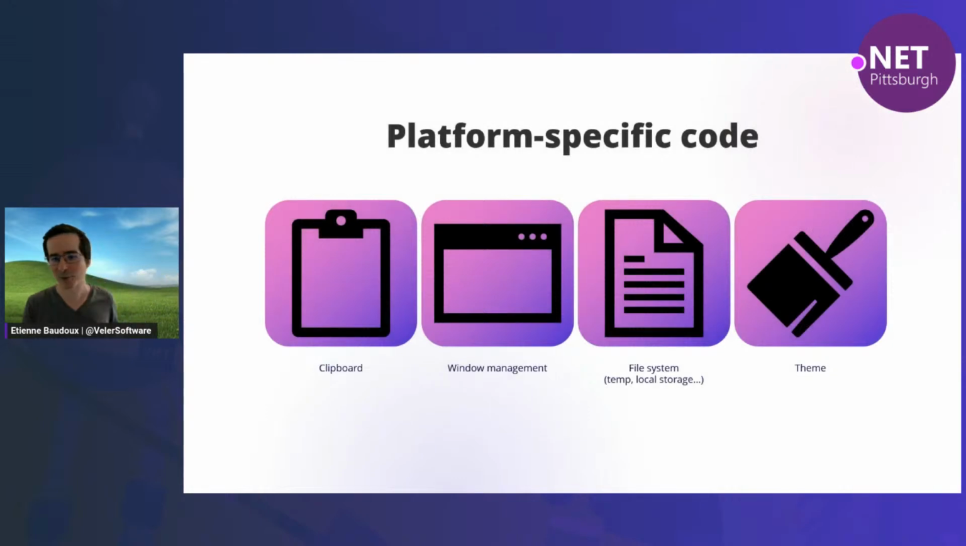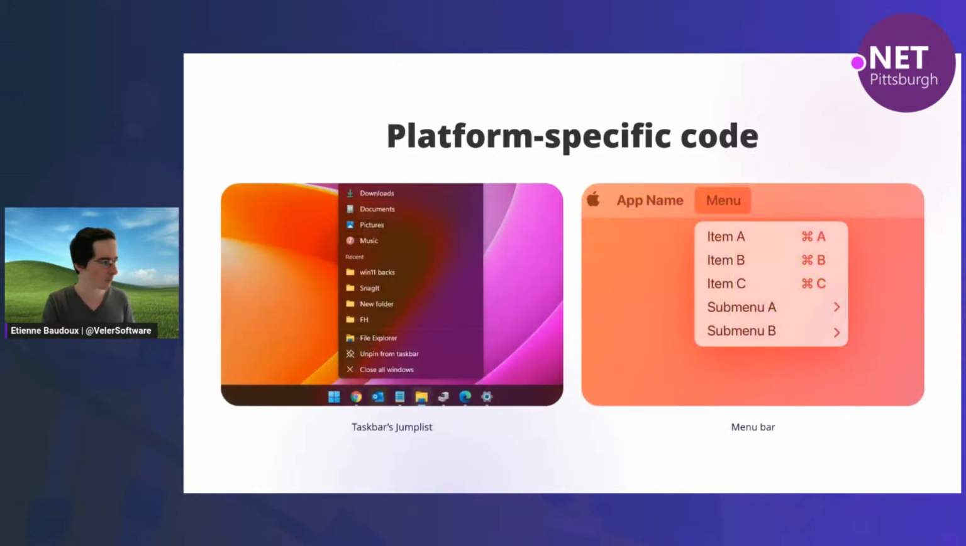Now, because our app does not rely on Avalonia, nor .NET MAUI, nor Uno Platform, we had to make some platform-specific code. We had to do some for supporting the clipboard, the window management, and also had to make some code to support the jump list in the taskbar of Windows and the menu bar on macOS.